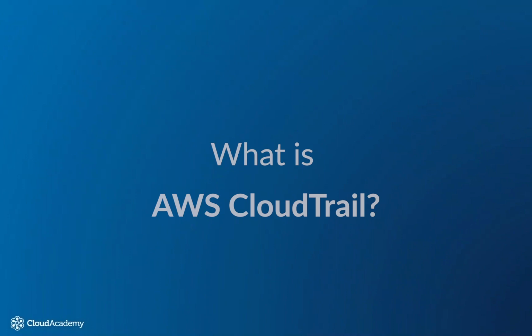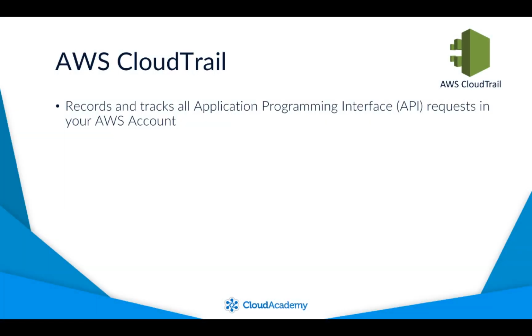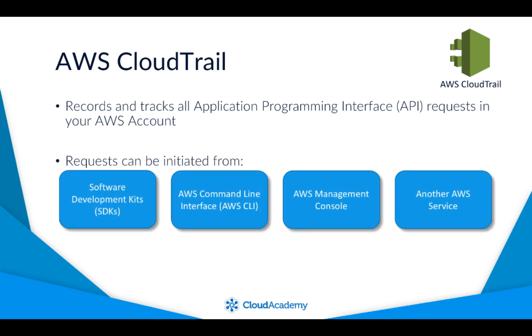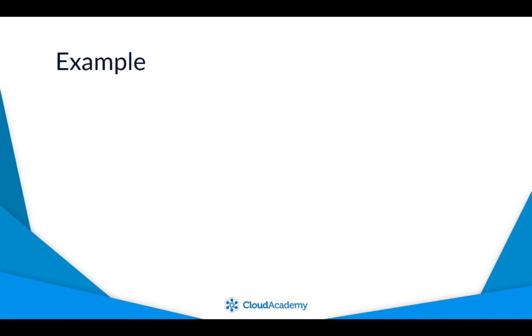So what is CloudTrail and what does it do? CloudTrail is a service that has a primary function to record and track all AWS API requests made. These API calls can be programmatic requests initiated from a user using an SDK, the AWS command line interface, from within the AWS management console, or even from a request made by another AWS service.